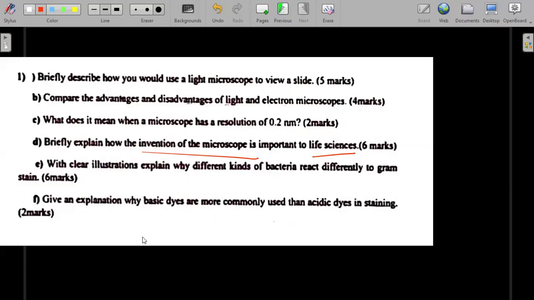You have 6 marks. So what do you think the invention of the microscope is? Or we can use simple terms: the introduction of a microscope. What do you think is its importance to life science? What's the importance of the microscope in short? This is the first topic, something you learned first in class, so you should be able to give points here. What's the importance of the microscope? Anyone?